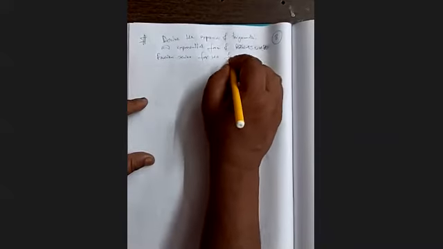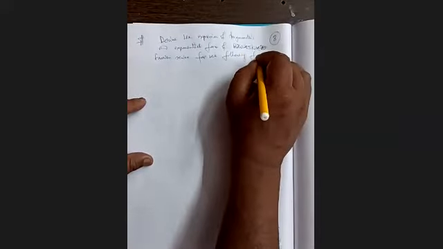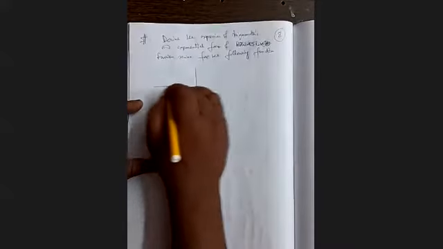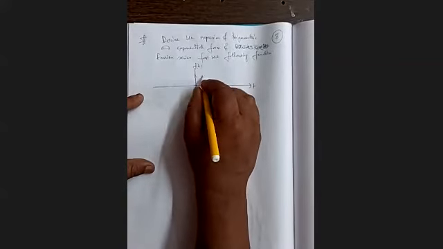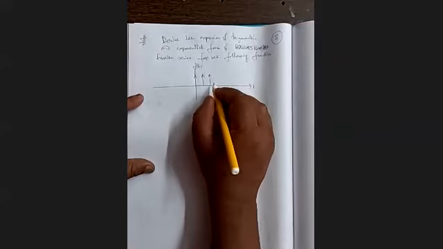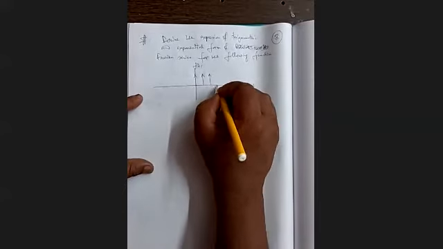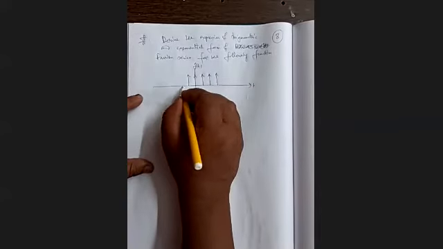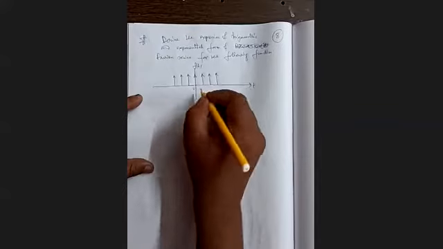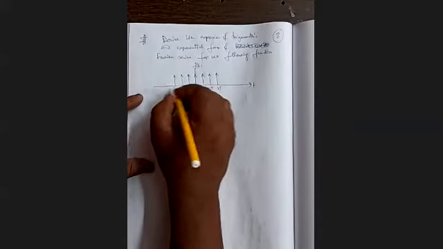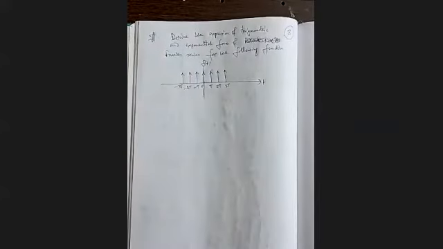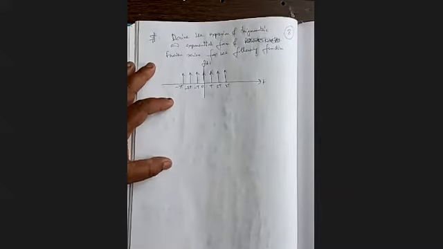For the following function or following signal, whatever it may be, f of t is given. Now its period, so that this is that. So first we identify the period.